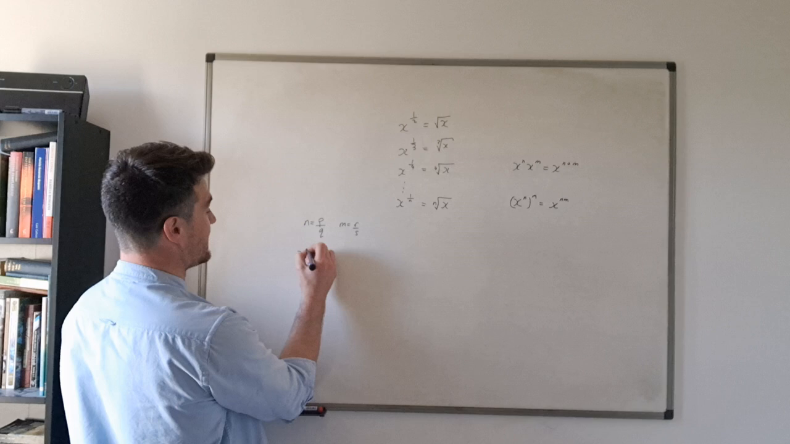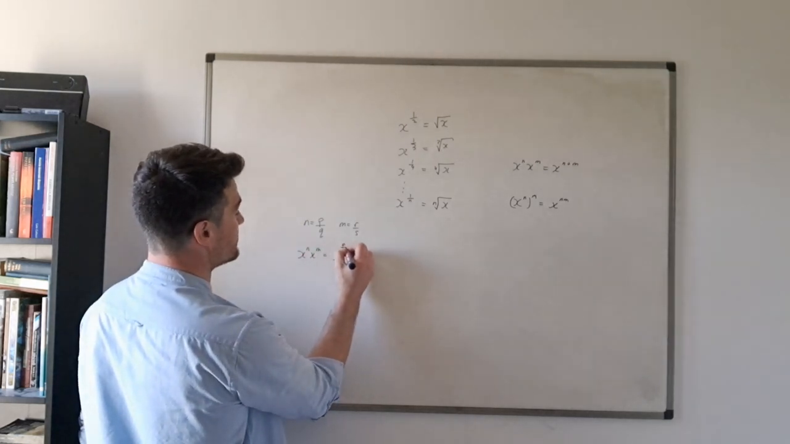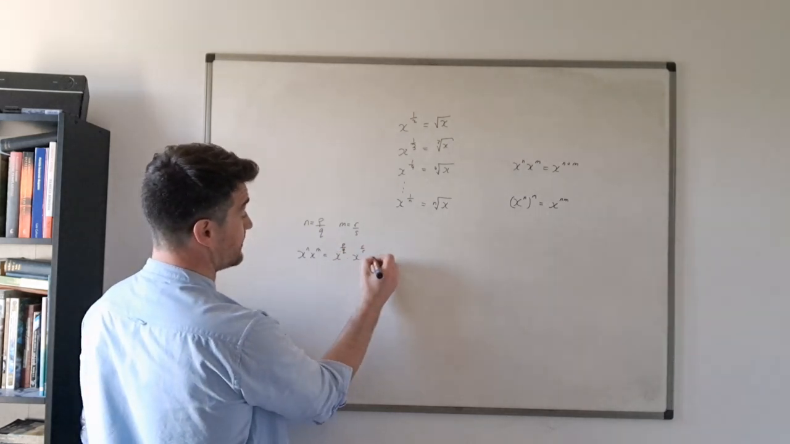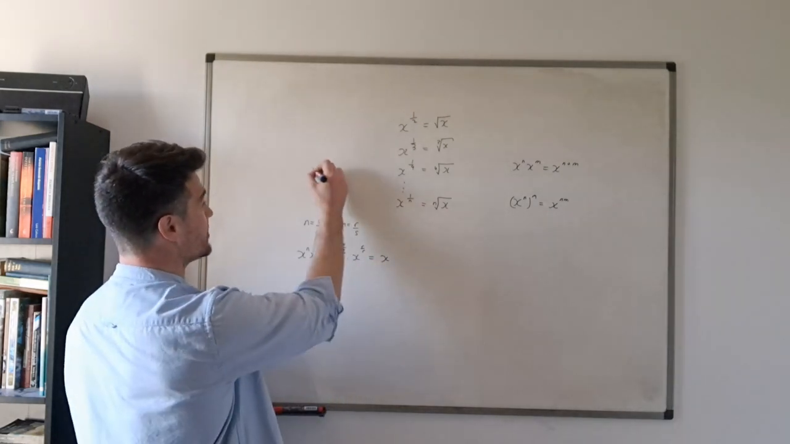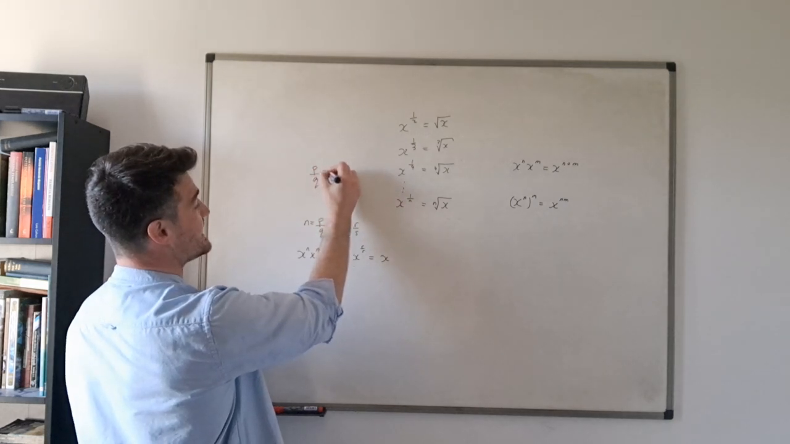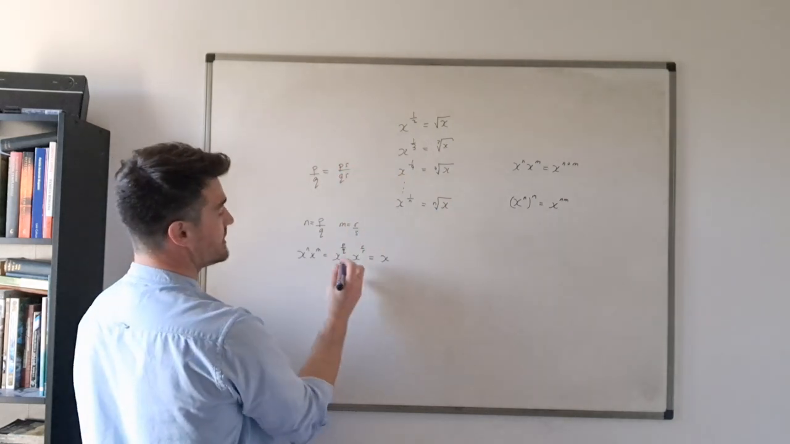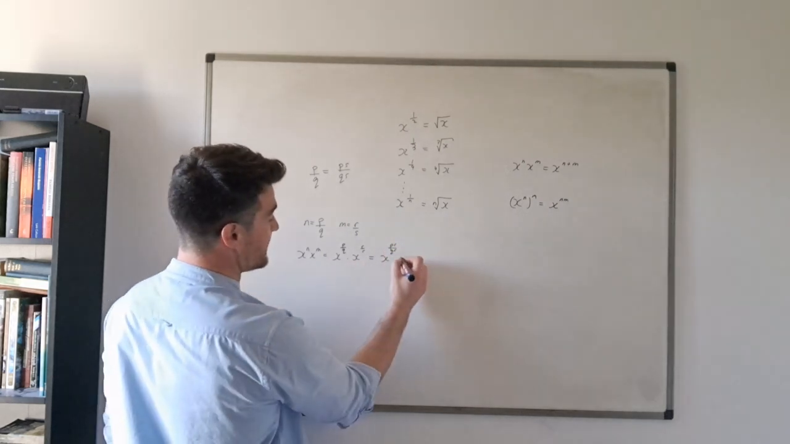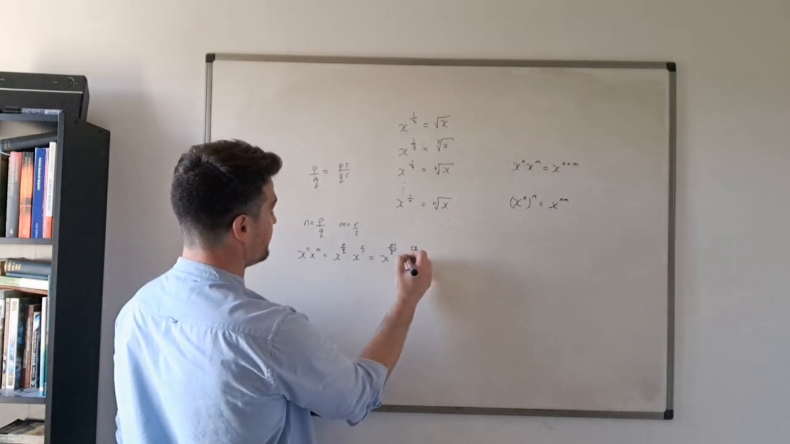Okay, so we've got x to the power of n times x to the power of m is equal to x to the power of p over q times x to the power of r over s. Now, this is equal to x to the power of ps over qs, because the rational number p over q is equal to the rational number ps over qs. And in a similar way, this is equal to x to the power of rq over qs.